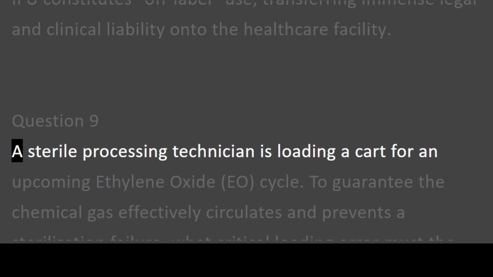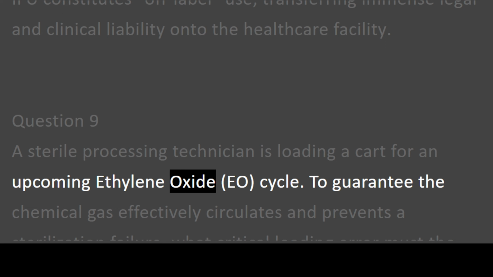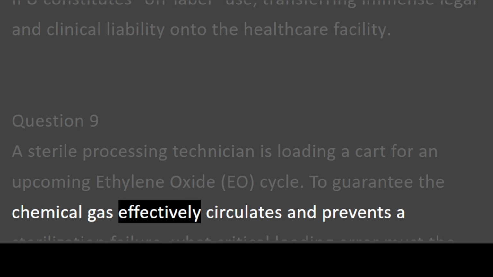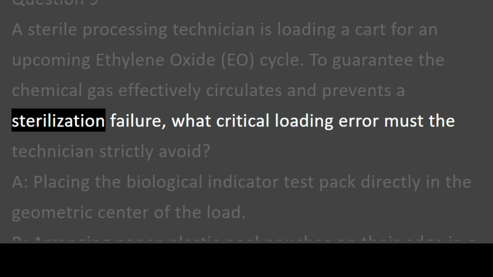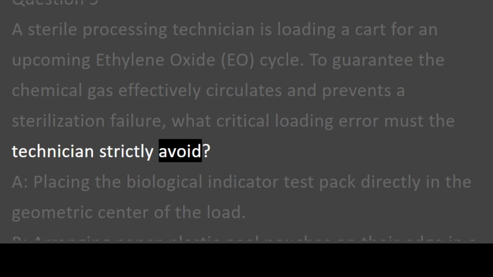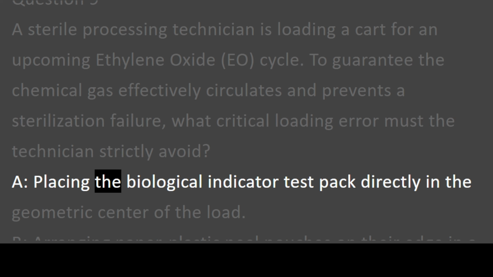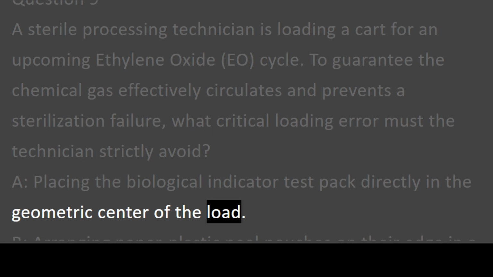Question 9. A sterile processing technician is loading a cart for an upcoming ethylene oxide, EO, cycle. To guarantee the chemical gas effectively circulates and prevents a sterilization failure, what critical loading error must the technician strictly avoid? A. Placing the biological indicator test pack directly in the geometric center of the load.